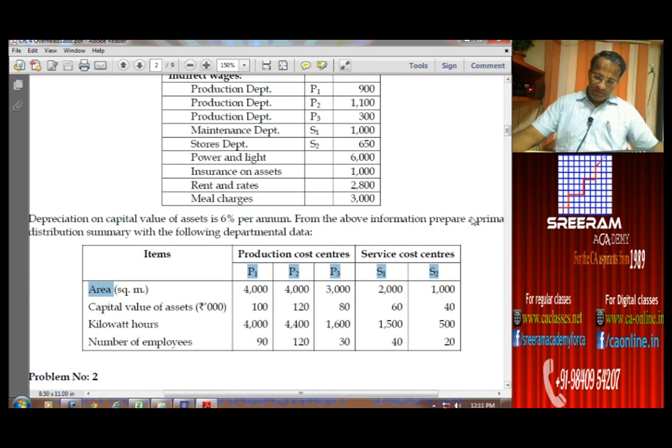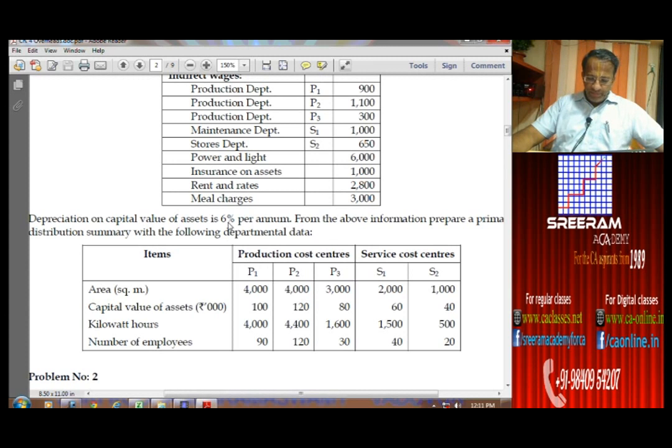Power and light depends on the information provided. What is the basis? Kilowatt hours. Right. Correct. Insurance on assets based on capital value. Rent and rates based on area. Meal charges, number of employees.